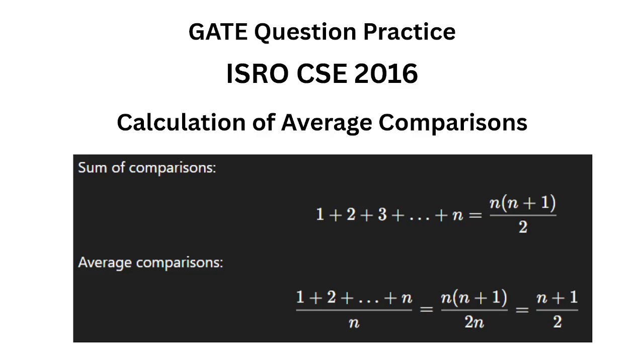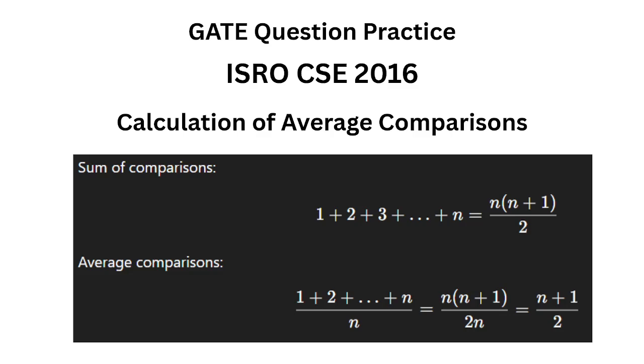So how do we calculate the average comparisons? If the element is at position 1, we make one comparison. If the element is at position 2, we make two comparisons, and so on. If it is at position n, we make n comparisons. To find the average number of comparisons, we take the sum of all these comparisons and divide by n.